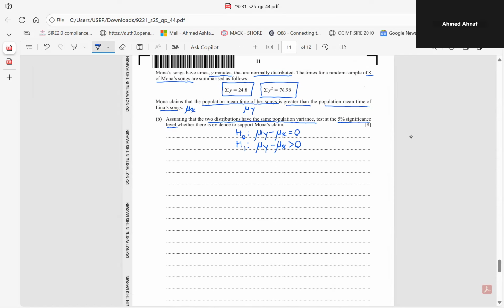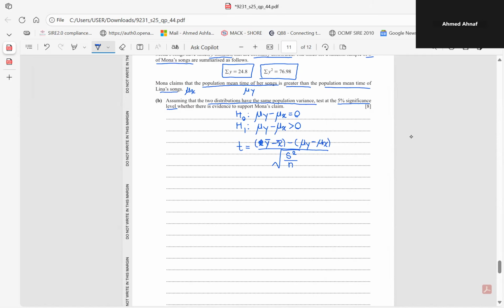Okay, so now we have to find our test statistic. The formula is almost similar. It's the difference in the sample means, so y bar minus x bar, and then minus the population mean difference, mu y minus mu x, over the standard error, which is the combined population sample variance over the total size. Okay. All right. So let's find everything that we need.